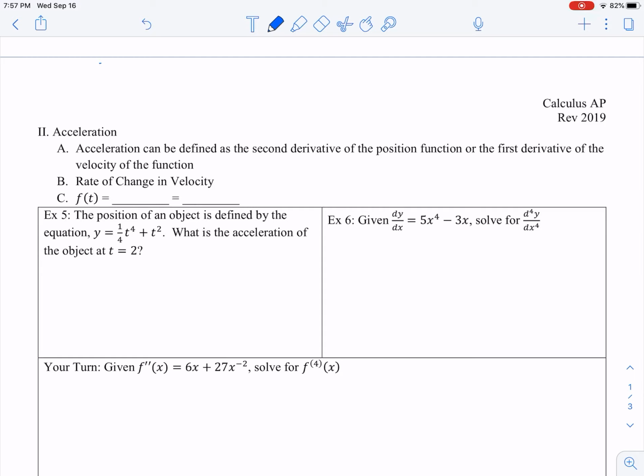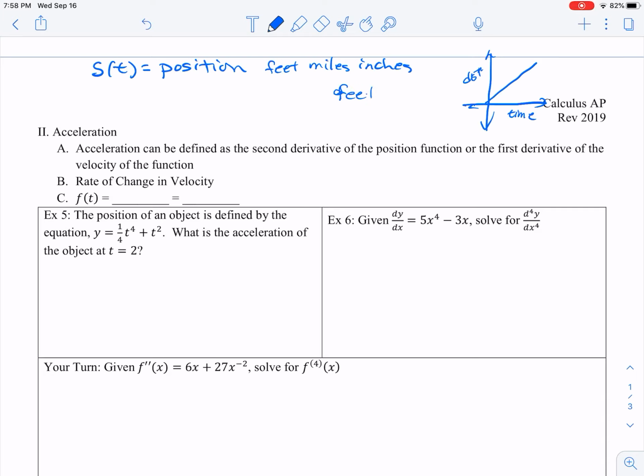Generally speaking, in calculus, we use s of t to equal the position function. Position is in feet, okay? Feet, miles, inches, something like that. If I graph position, this is time, and this is distance. When I do the slope, I have feet, my distance in feet over time in seconds.